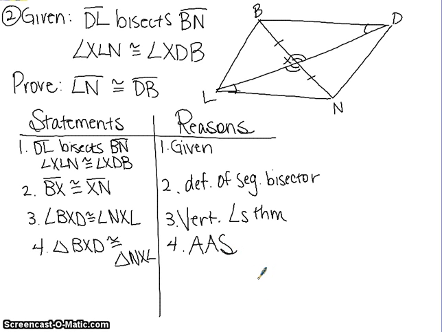Now LN and DB are congruent parts, because look at LN, DB. So here we go. LN congruent to DB by CPCTC. Okay? Good deal.